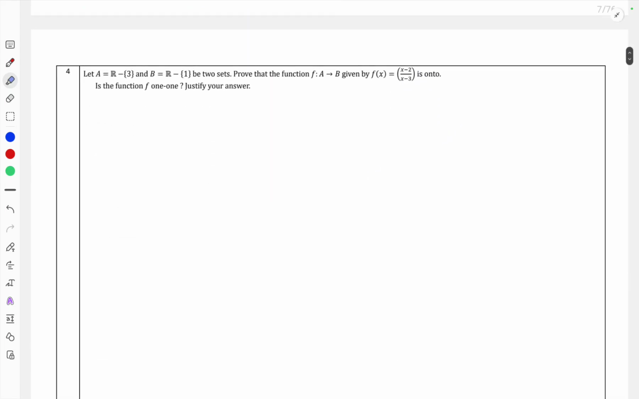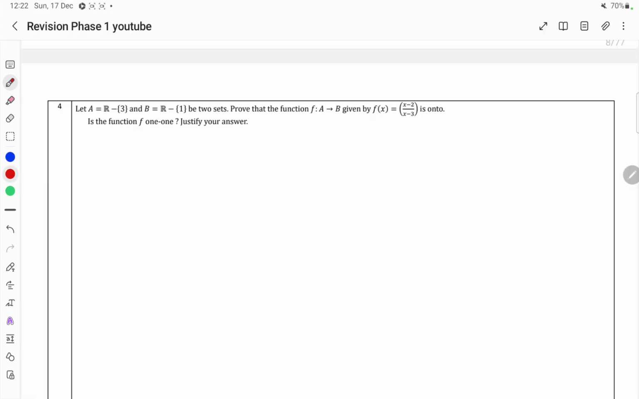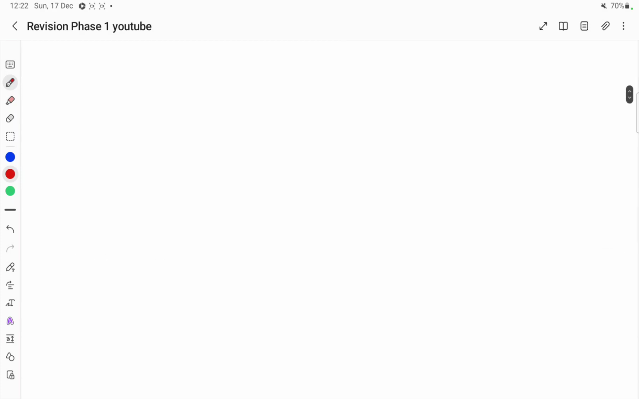Now coming to the fourth question, it is from the functions. So now we can start functions. Before starting this fourth question, we can first see the introduction for functions. Function is a special type of relation. When a relation is a function, the domain should be equal to set A. This you have learned in your 11th standard.